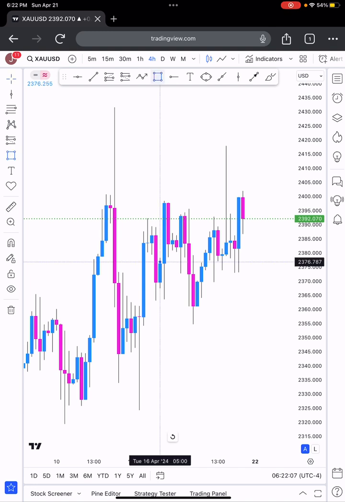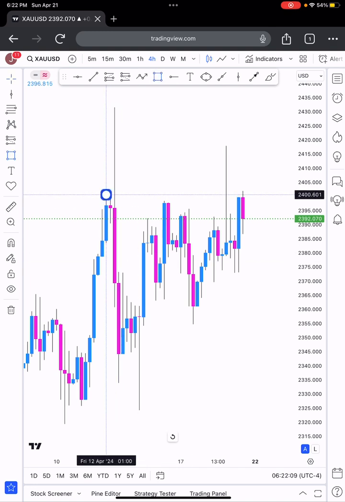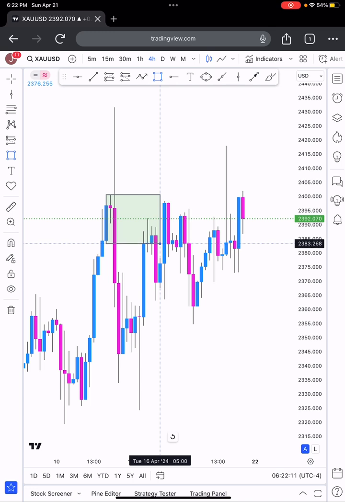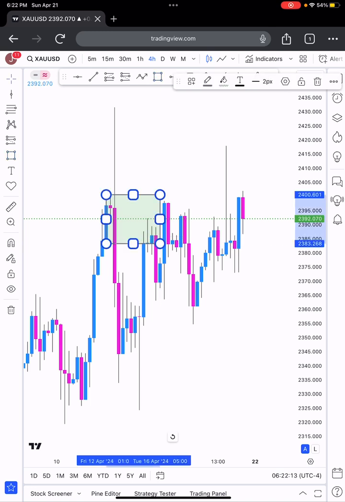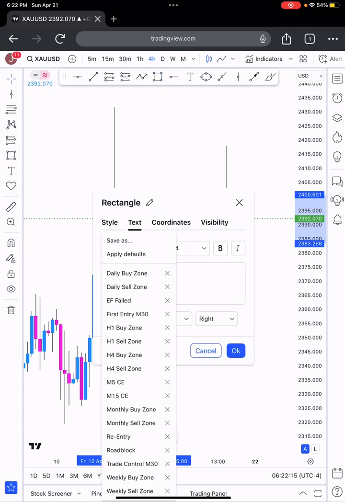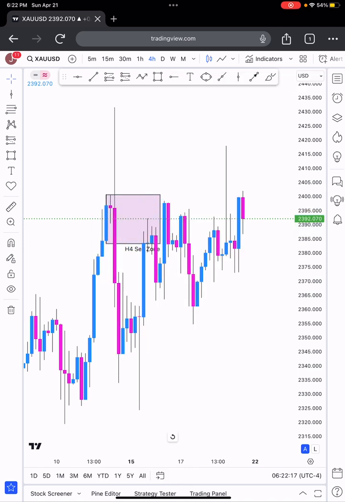Okay, so let's use this one. Let's use this zone right here. Let's use this simple sell zone. H4 sell zone. Okay, and then where would we exit? That zone's too far away. You could use this.